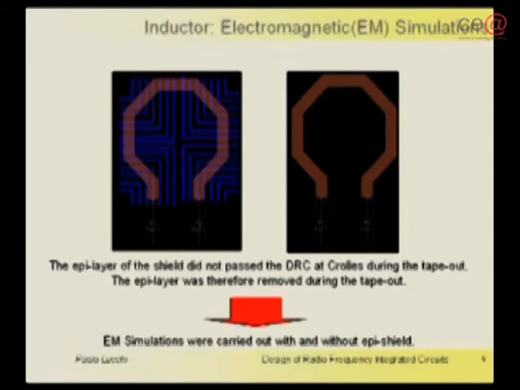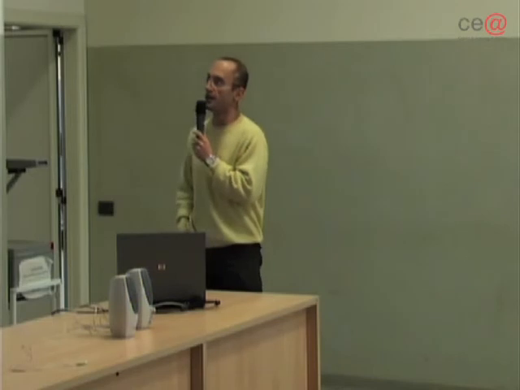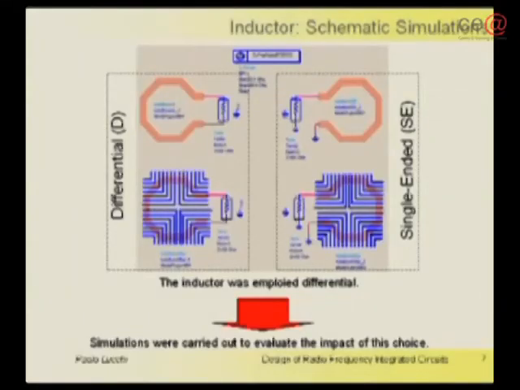The first device that was believed responsible for the difference between simulation and experiments was the inductor. Here we can see the layout of the inductor that was simulated using electromagnetic tools. The inductor was simulated under two different conditions: on the left, the differential, and on the right, the single-ended configuration.